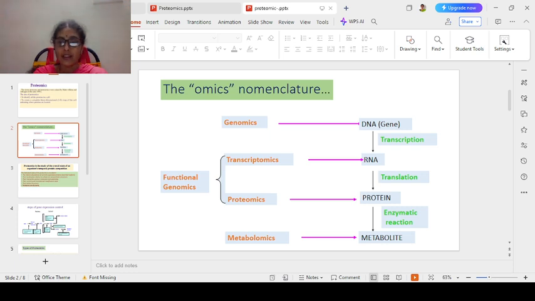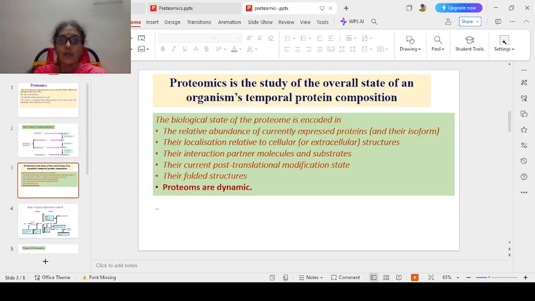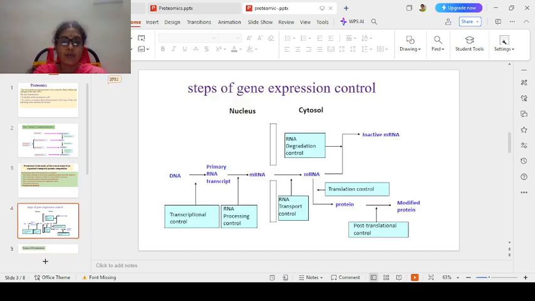Proteins act as functional components in enzymatic reactions, which produce metabolites. The study of the metabolites is called metabolomics. So proteomics is the study of the overall state of an organism's temporal protein composition. The biological state of the proteome is encoded in the relative abundance of currently expressed proteins and their isoforms, their localization related to cellular structure, their interaction patterns with molecules and substrates, their current post-translational modification state, and their folded structural form. Proteomes are all dynamic structures in the metabolism.